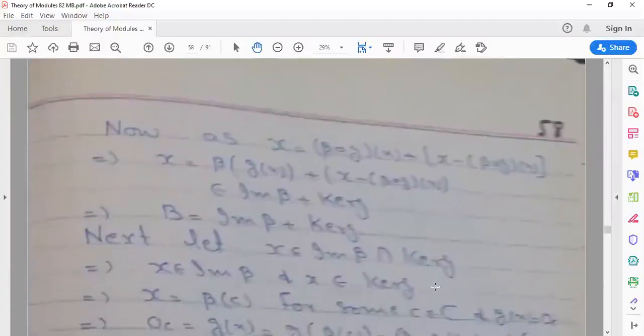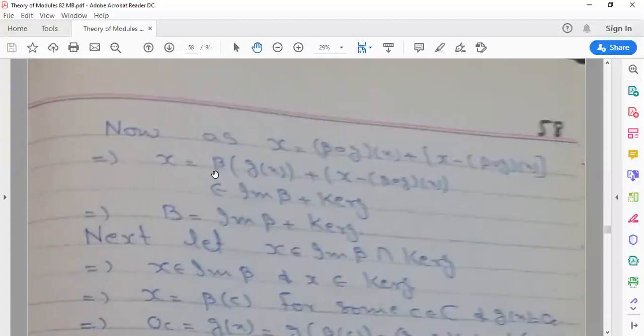After this, x is equal to beta composition g of x plus x minus beta composition g of x. So basically, we have solved this under g, but this we have to count, because we have written x is equal to x plus this and minus this, because they cancel each other. The result will be again x.